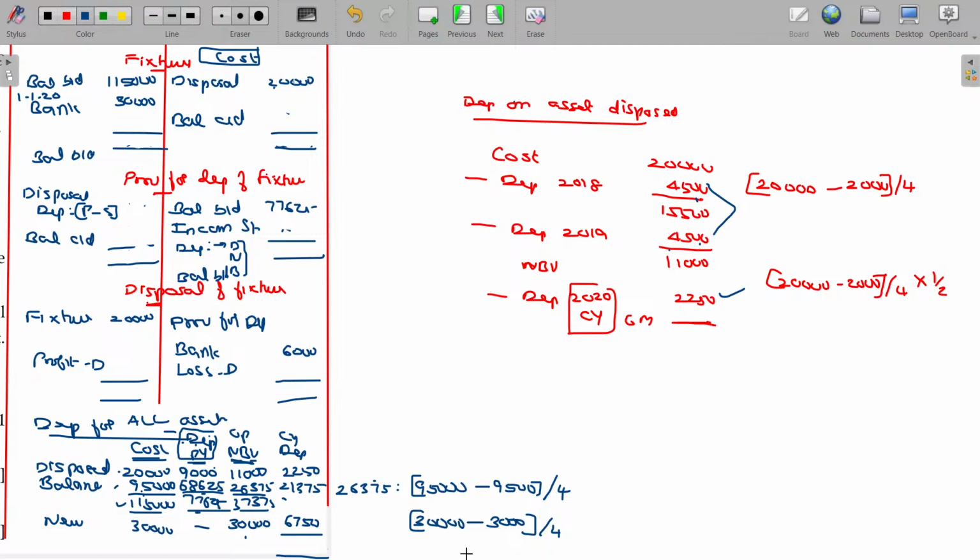2,250 plus 6,750 plus the rest, the total depreciation for all the assets is 21,375. 21,375, 2,250, 6,750, and the total being 30,375. 30,375.